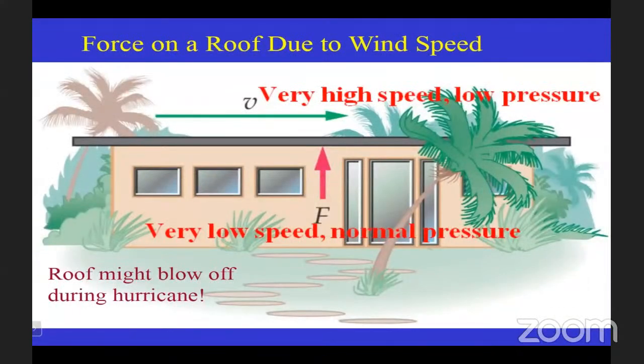Force on a roof due to the wind speed. This is also one of the good Bernoulli examples. So very high speed of the air on top of the building means lower pressure, and very low speed of the air inside the building means normal pressure, so a force is applied from the inside of the building. The roof might blow up during hurricanes.